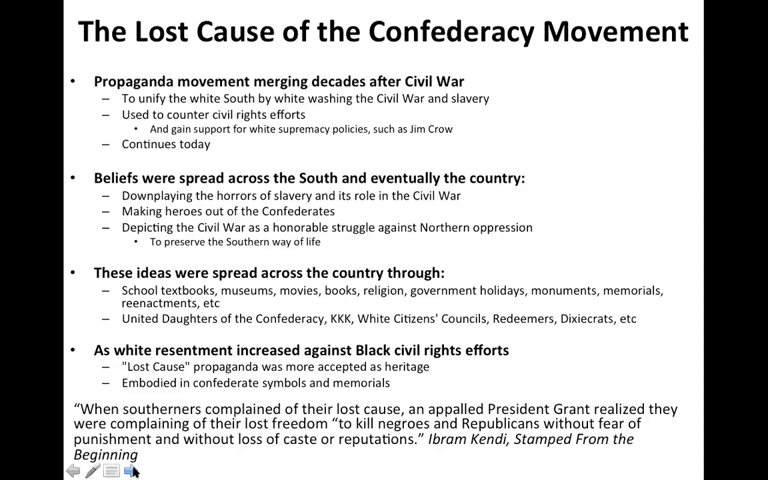Ibn Khaldun writes that when Southerners complained of their lost cause and appalled President Grant, Grant, one of the generals during Reconstruction who used the military to protect Black people in the South against the KKK, terrorism, and voter suppression, realized they were complaining of their lost freedom to kill Negroes and Republicans without fear of punishment, without loss of caste or reputation. So what Grant was realizing is that when the South was acting like victims, writing all these narratives about being victimized, what they were being robbed of was the ability to enslave Black people and kill Black people without consequences.